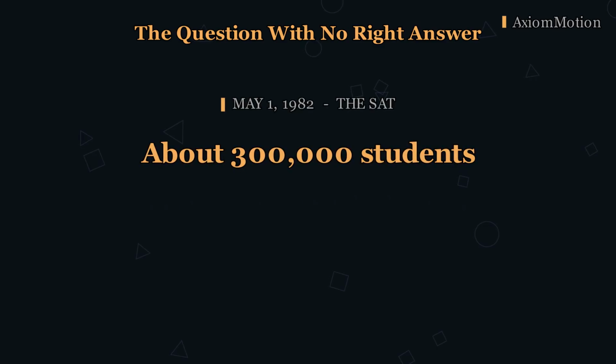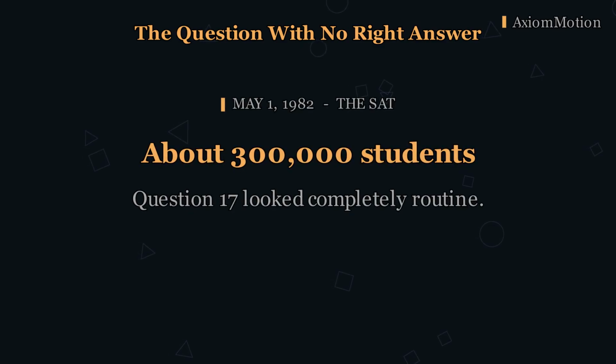In May of 1982, about 300,000 students sat down to take the SAT. Question 17 of the math section looked completely routine. Here it is, word for word.